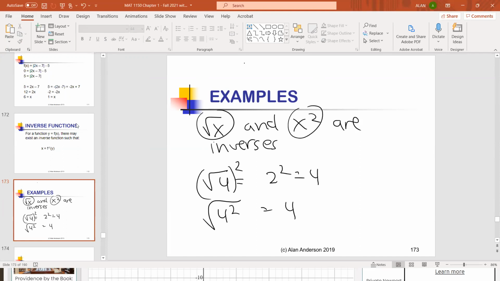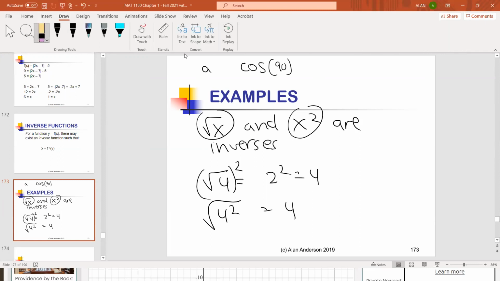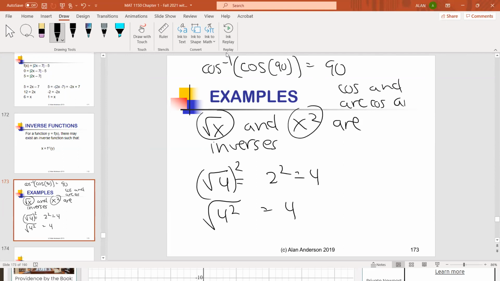It's kind of like, maybe remember this from trigonometry class. If you take the cosine, let's say of 90, and apply the arc cosine, oh, remember those days? It was written as cosine to the -1. So the cosine and the arc cosine are inverses of each other.